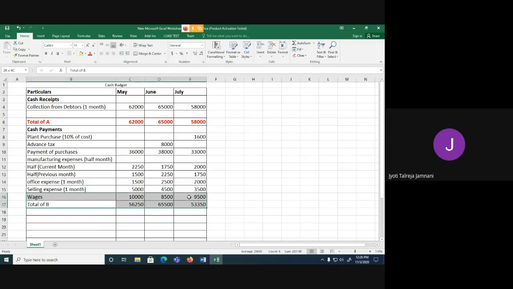So we have added. Now we have total of A and B, that is receipts and payments. So we can find surplus or deficit. So we have to do A minus B, that is receipt minus payment, to find whether we have surplus or deficit.